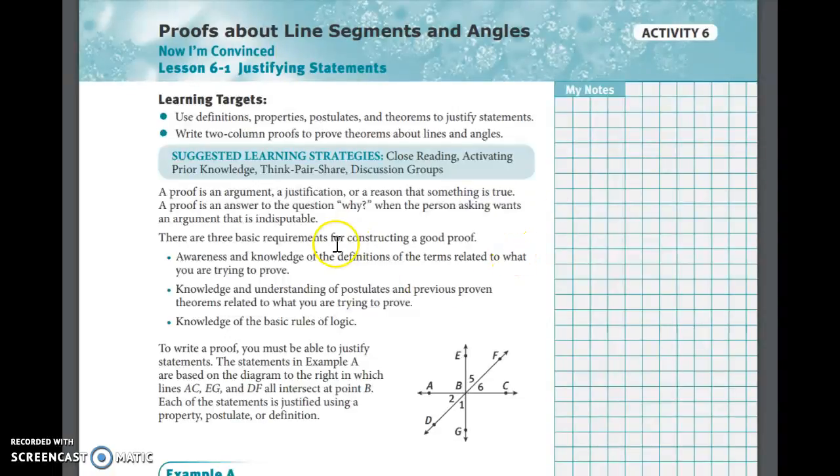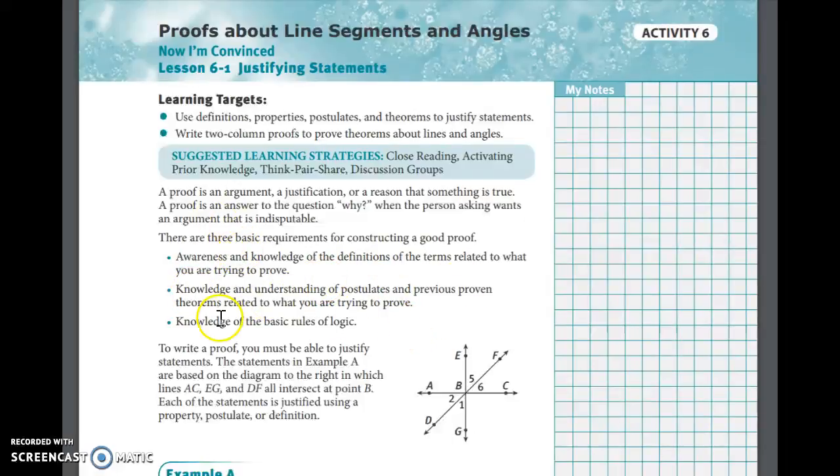Okay. There are 3 basic requirements for constructing a good proof: awareness and knowledge of the definitions and terms related to what you are trying to prove, knowledge and understanding of postulates and previously proven theorems related to what you are trying to prove, and knowledge of the basic rules of logic. Okay, you've actually got a good handle on the basic rules of logic after Unit 1. After Unit 1, you've got a fairly good handle on lots of definitions, and we'll continue adding to the list of definitions that you need. And then we're going to continue to learn postulates and theorems.